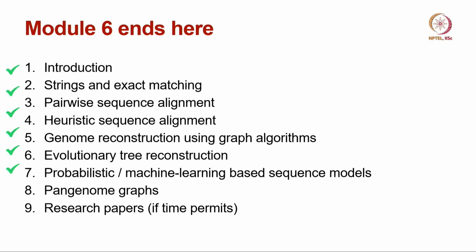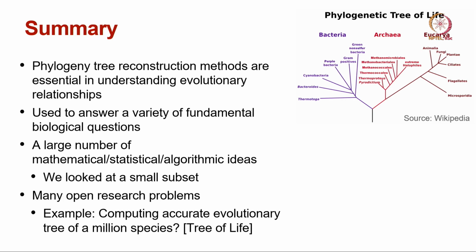So, this completes module 6, that is, we have completed our discussion of tree reconstruction algorithms. We have looked at both distance based methods as well as character based methods, and in both cases we have looked at how we can solve the tree reconstruction problem efficiently. In general, I want to summarize this module by saying that phylogenetic tree reconstruction methods are essential in understanding evolutionary relationships. These are used to understand a variety of fundamental biological questions.